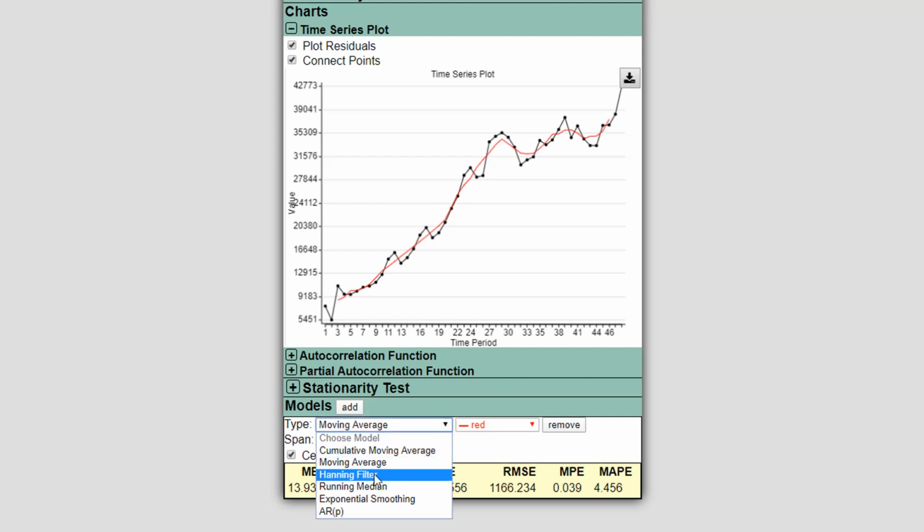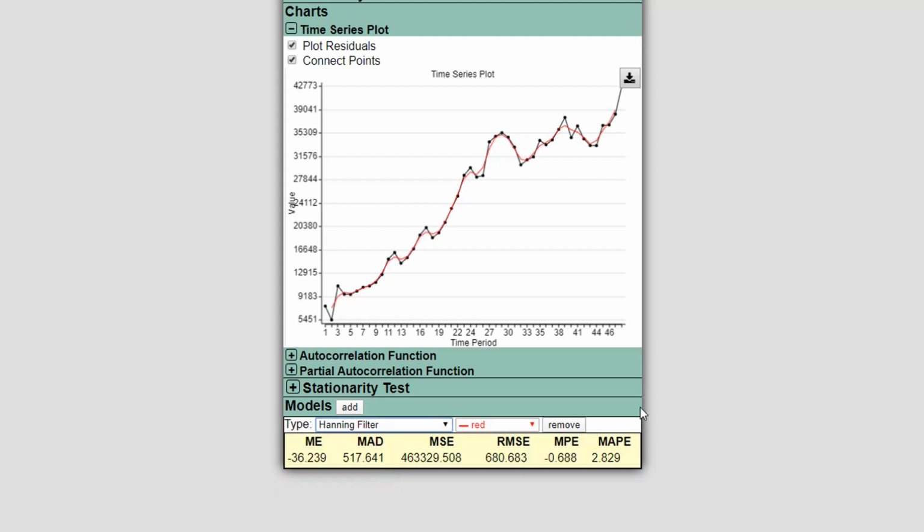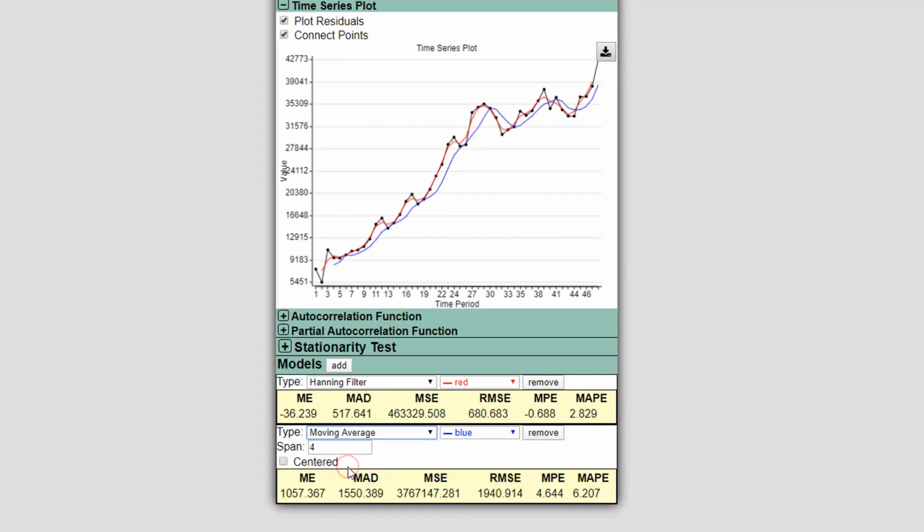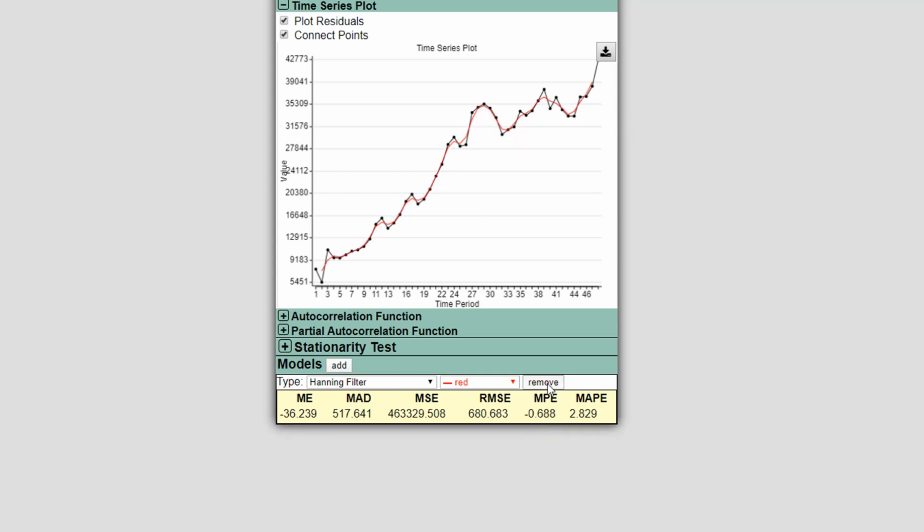But anyway, there's a couple of others that are in the literature. A Hanning filter weights the average between the point you're at, like a centered moving average where the weights are higher in the middle and a little bit less on the sides. In fact, it's 25%, 50%, 25%. You can add multiple smoothing models. So I could put my centered moving average with a span of, let's say, 5 in blue, and in red have the Hanning filter. You can have multiple, and you can remove them if you don't want them anymore.